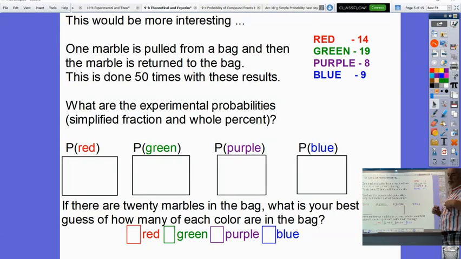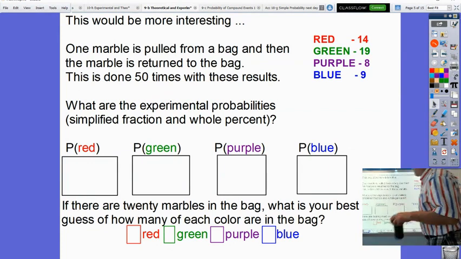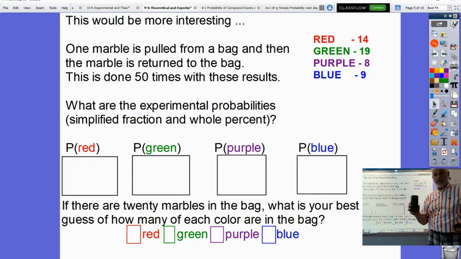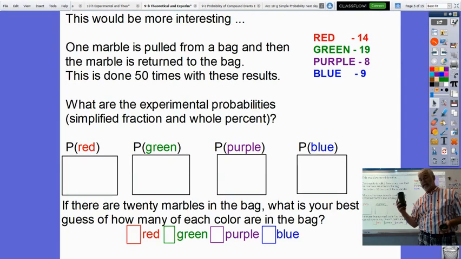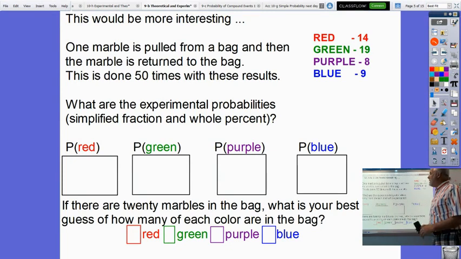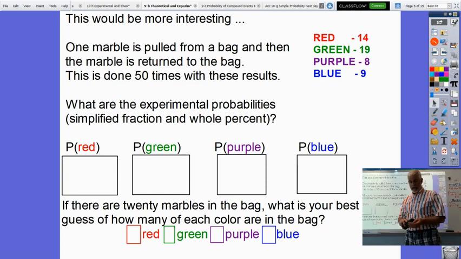All right, let's do a little more interesting experiment here. We're going to start with the marbles in a bag, is what it says here. I actually have 12-sided dice in this green cup. I'm going to pull a marble from the bag and put it back in. So I'm pulling out and it's purple. So I get a purple, put it back in.